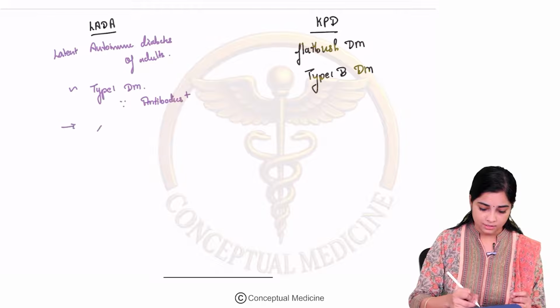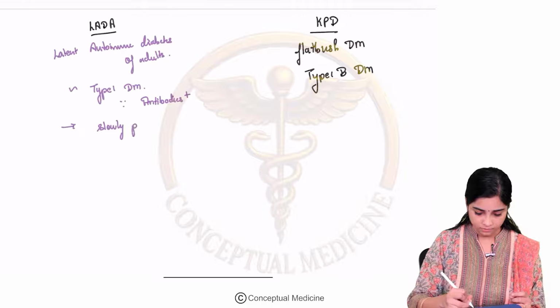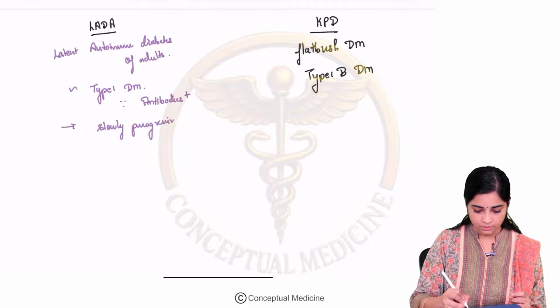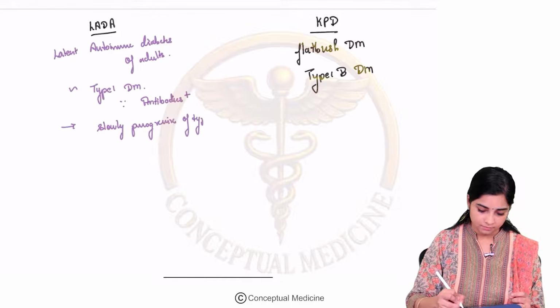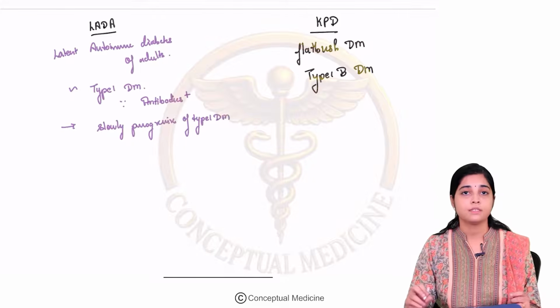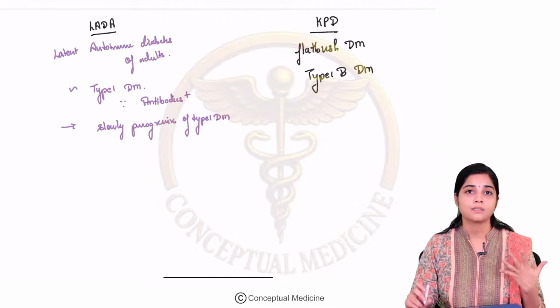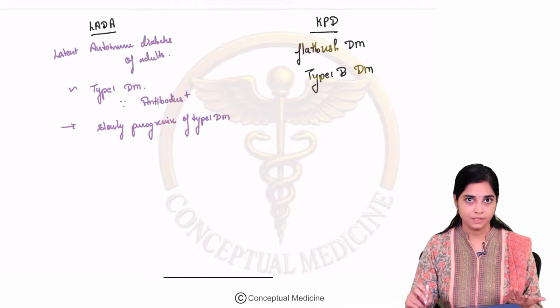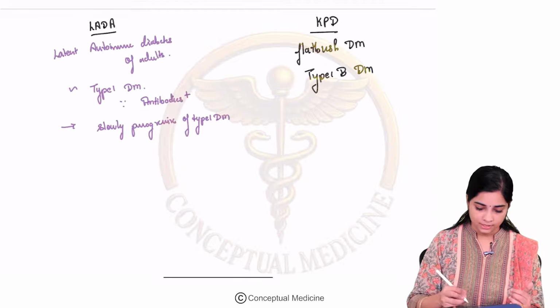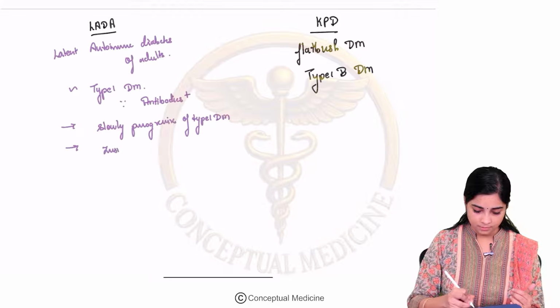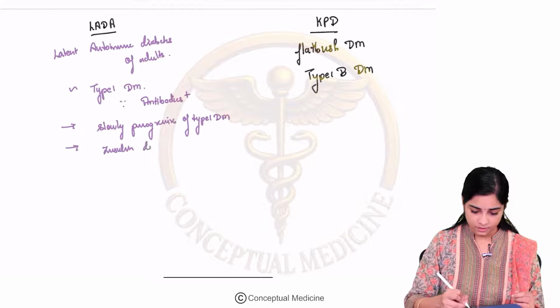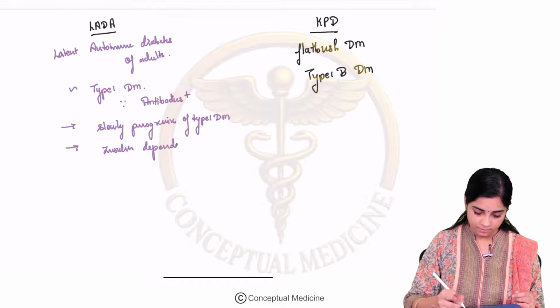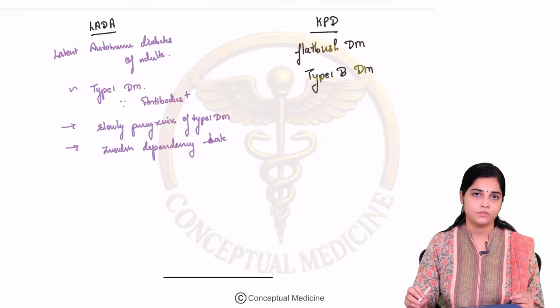This is because it is a very slowly progressive form of type 1 DM. So it does not immediately present with diabetic ketoacidosis or become immediately insulin dependent. Since it is a slowly progressive form of diabetes mellitus, it becomes insulin dependent only a little later. So it does not have early insulin dependency, or it has a late insulin dependency.